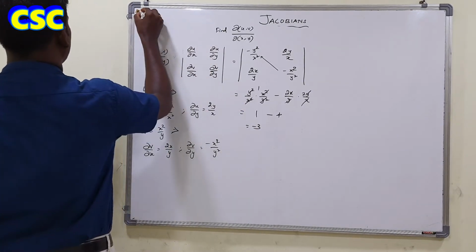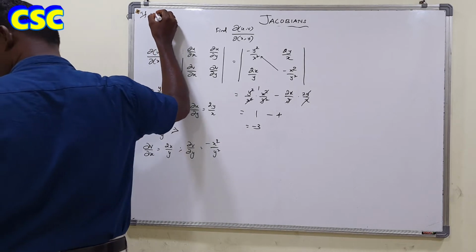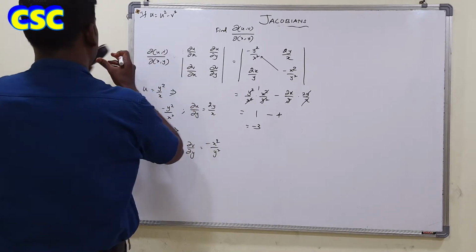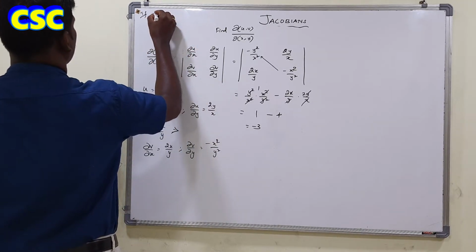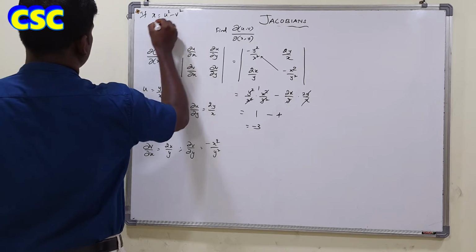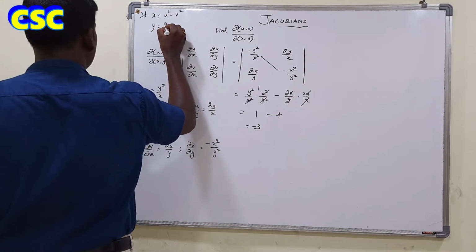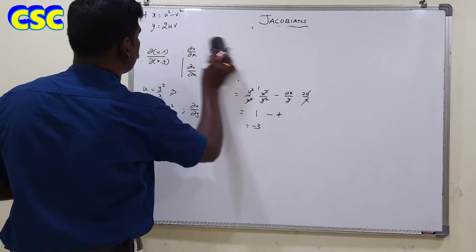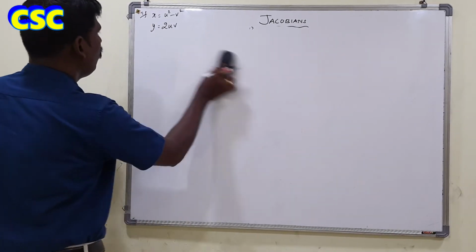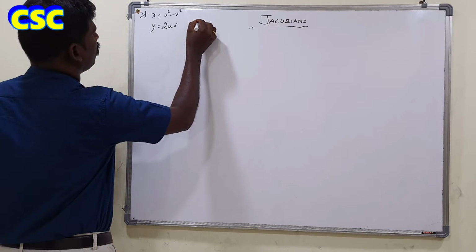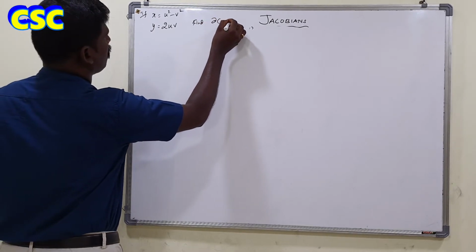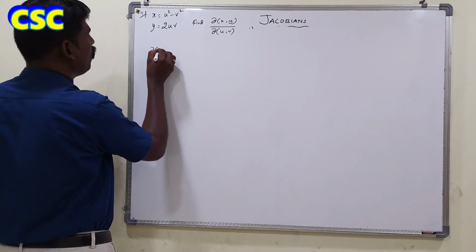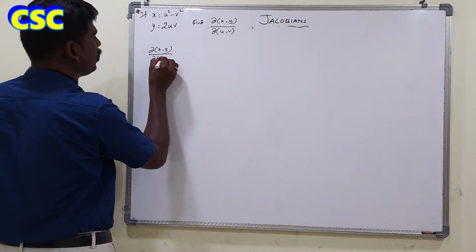If x is equal to u square minus v square and y is equal to 2uv, find dou of x comma y with respect to dou of u comma v. Okay, so directly go for finding the value of dou of x comma y with respect to dou of u comma v.